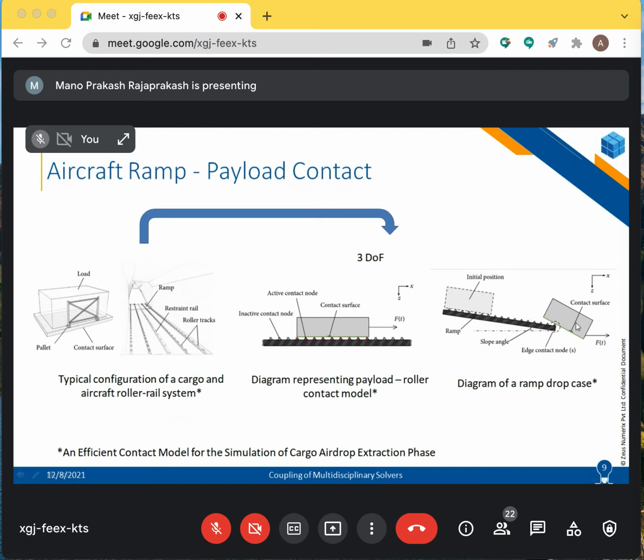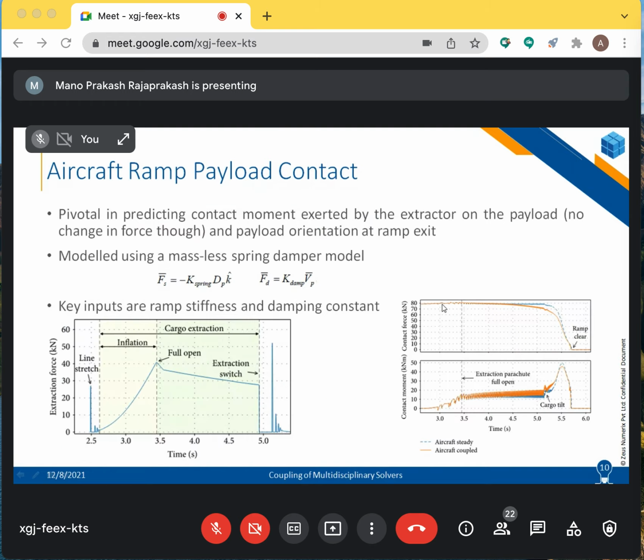So due to this eccentric force that is being applied on the payload, there is always going to be a certain contact moment that the ramp is going to exert on the payload, though the contact force may remain the same. So that is what we see here. The force remains the same, but there is a gradual increase in the contact moment, and it remains almost constant till the cargo point, when the cargo starts tilting and clears the ramp.